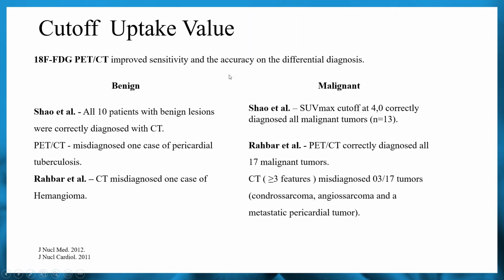Among the malignant tumors, comparing the CT with the PET-CT, the Shao study established its cutoff at 4 and correctly diagnosed all malignant tumors, all 13 malignant tumors, while in the RABAR study, the CT misdiagnosed 3 malignancies. As I said, 1 primary tumor and 2 metastatic tumors, which were correctly diagnosed by the PET-CT, which correctly diagnosed all 17 malignant tumors.